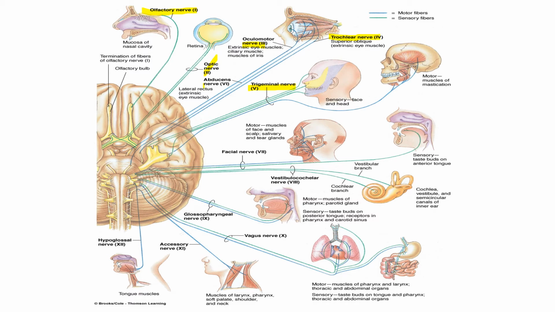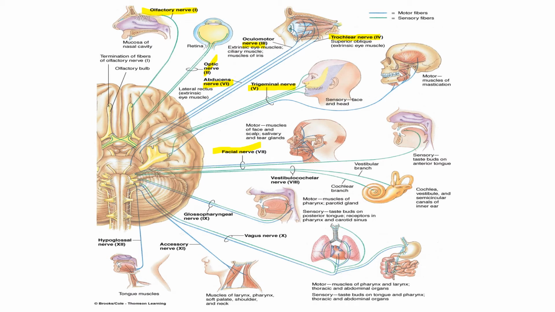Then we have cranial nerve number 6, the abducens nerve, important for extrinsic eye muscles, so mostly just a motor fiber. Then cranial nerve number 7, facial nerve. This is important for motor movement of the muscles in the face and scalp, and also for salivary and tear glands.